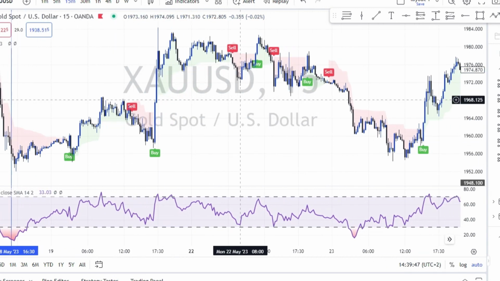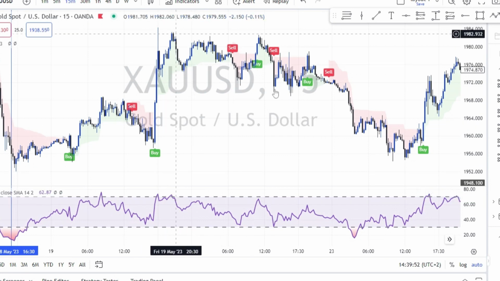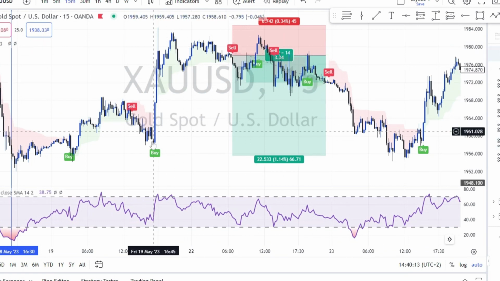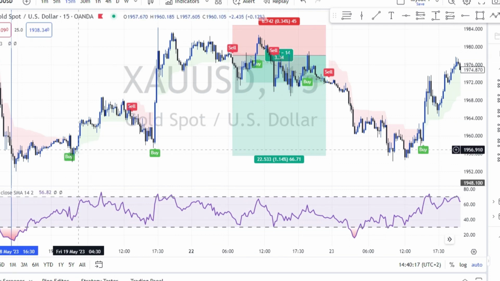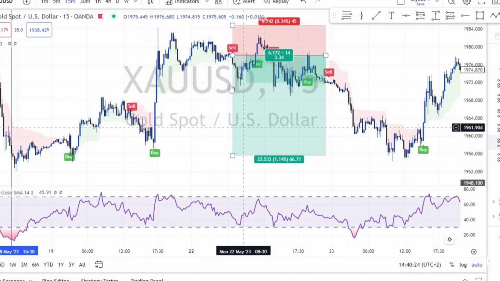So another signal, we come here, we have an overbought situation, right, at this point. So the next sell signal that comes around, we take the sell signal and we set our take profit to a significant point in the market. Look at your left and you'll see where the market has been. That's where you're going to be taking your profits.